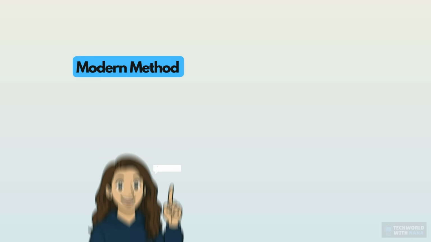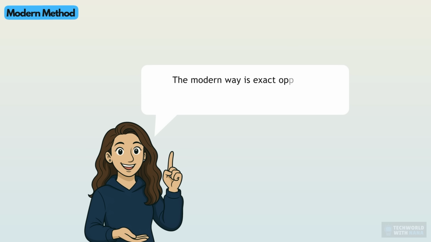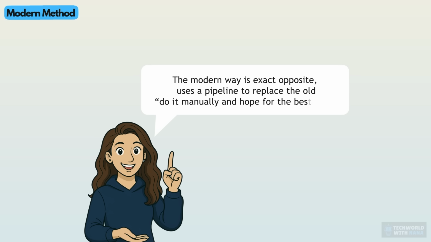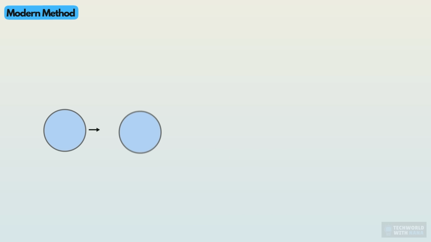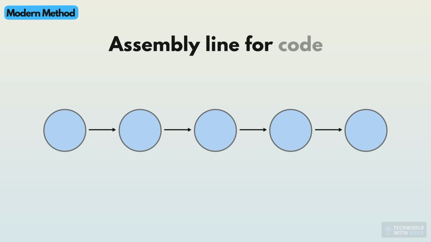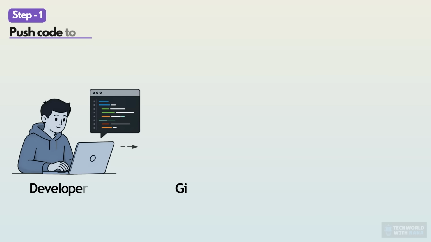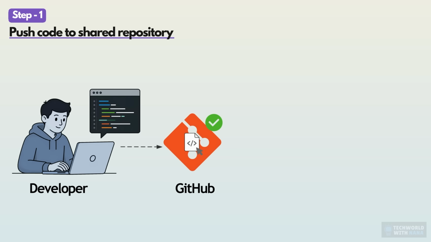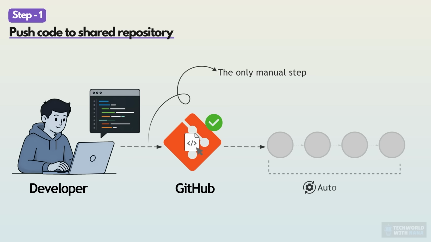The modern way, the exact opposite of this, uses a pipeline to replace the old do-it-manually-and-hope-for-the-best way. So think of a pipeline like an assembly line for code. Let's walk through the stations of that assembly line one by one. Step 1, the developer pushes their code to a shared place like GitHub, and pushing that code is the only manual step. Everything after this is automatic.